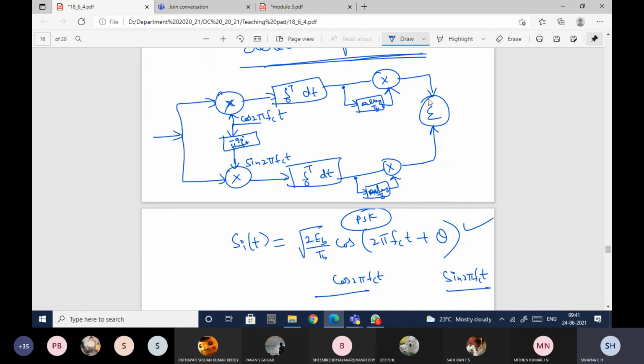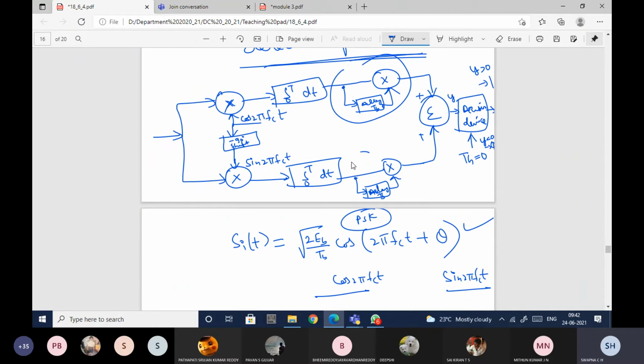That is the reason I'm giving it to the adder like this, plus plus, and then I get y as my output. That y variable should be given to the decision device, which will be compared with the threshold value. Let me take the threshold value also as 0. So if y is greater than 0, it will choose 1. If y is less than 0, it will choose 0. That is how it will operate.